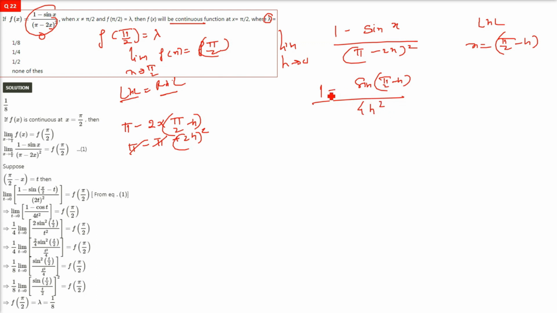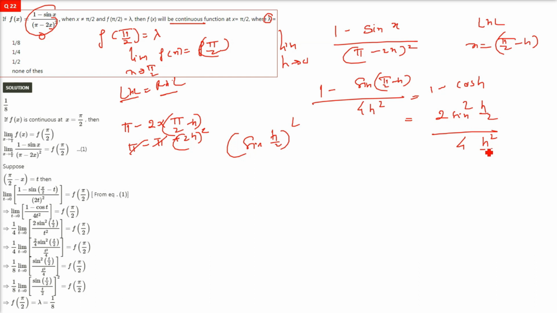What about the numerator? Sin 90 minus theta is cos theta. So 1 minus sin pi by 2 minus h is 1 minus cos h. So 1 minus cos h is what? 2 sin square h by 2. Now you have 4h square already. So the sin theta by theta limit, as theta tends to 0, is 1. So sin h by 2 whole square, you need h by 2 whole square in the denominator also.